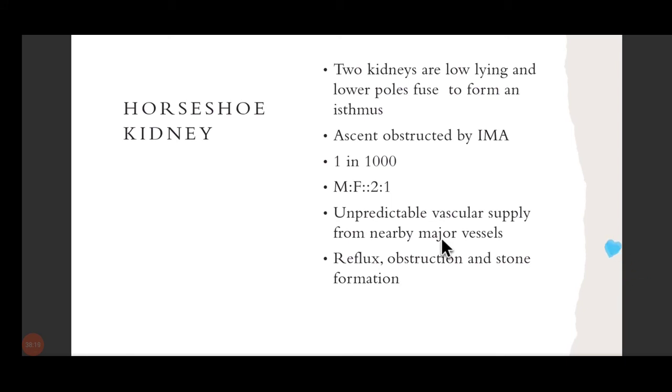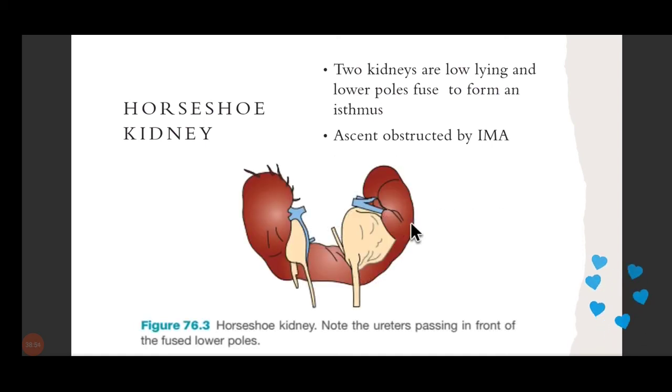In a horseshoe kidney, the two kidneys are lying low and the lower poles are fused. The ascent is further obstructed by the inferior mesenteric artery. Males are more predisposed. It is seen in 1 in 1,000 births. Because of the unpredictable vascular supply, there may be surgical challenges if you were to operate such a case. The kidney of the patient is prone to reflux, obstruction, and stone formation. So this is the diagram of the horseshoe kidney where you can appreciate the fused lower poles.